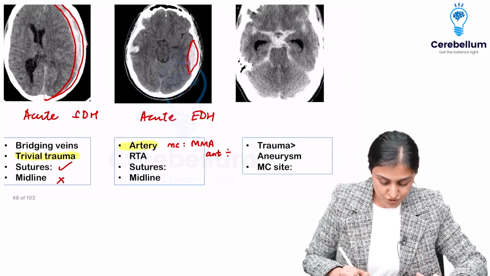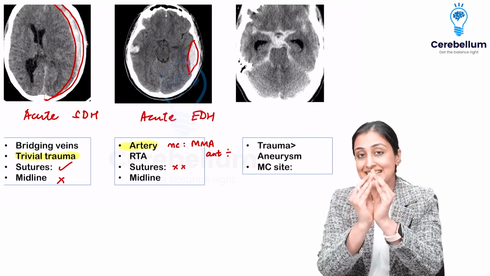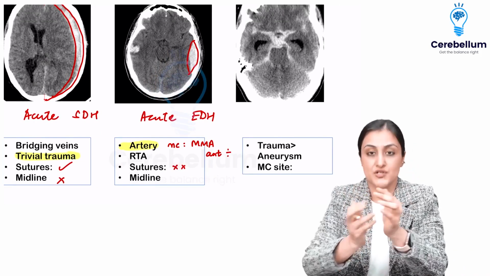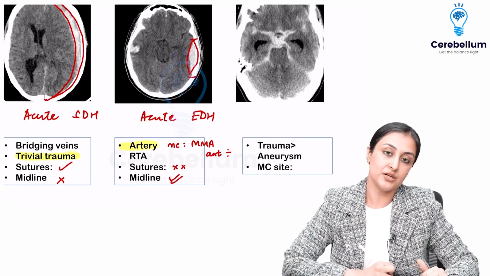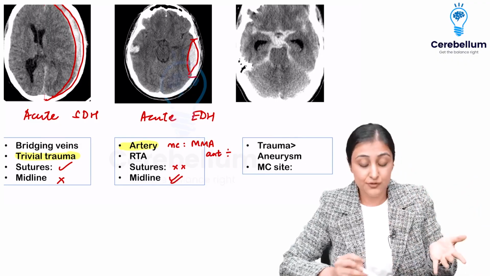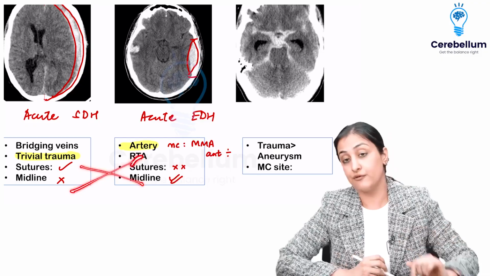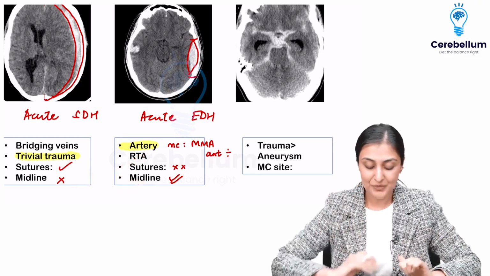Does it cross the sutures? No. The fact that it is idly shaped or lens shaped is because it is limited by the sutures, but it may cross the midline. So you remember either one of them and then just invert it for EDH. Okay. Now, this is not it.